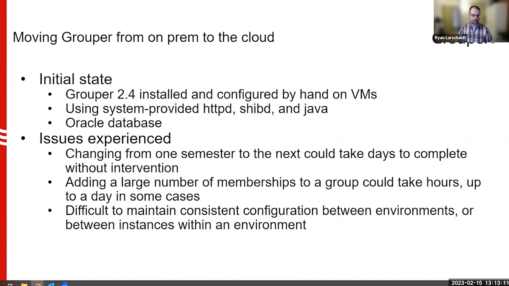And so we encountered some issues, primarily performance-based. As many of you are probably aware, when we change from one semester to another, for those using Grouper, that is sometimes a dramatic event.